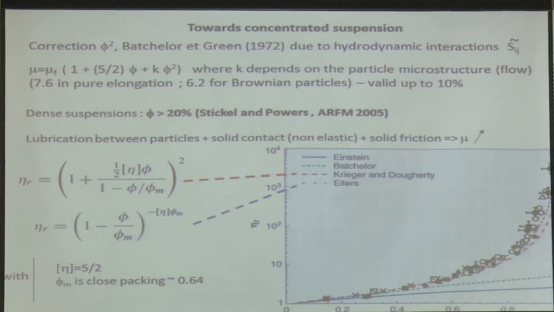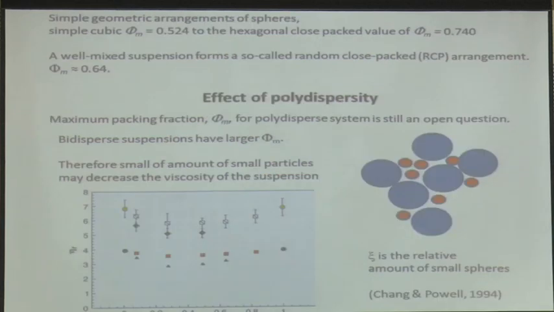So the basic effect of a bidisperse suspension, and most likely of a polydisperse suspension, is to have a reduction compared to mono-sized particles for the same concentration, because you have big and small, and the small are inside the big particles, and they are going to help the motion of the big particles. Okay, so the basic effect is that.